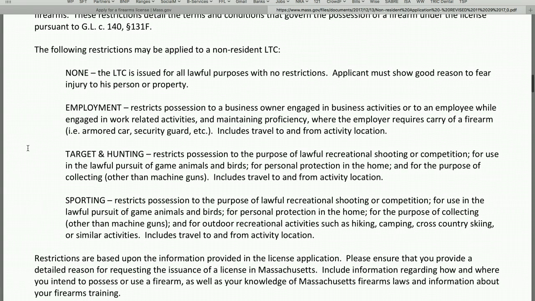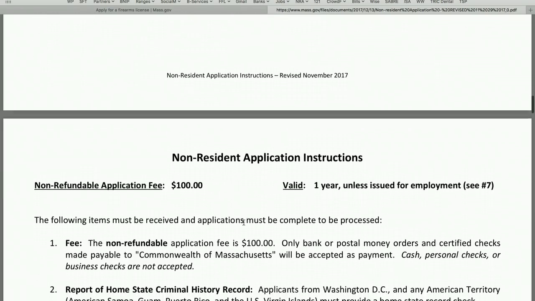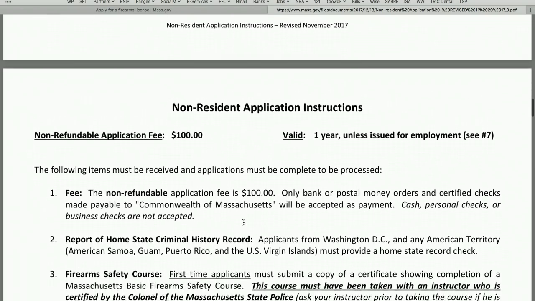But for everybody else, you can go ahead and pause the video and take a second to read what these type of restrictions will mean, right? Employment, targeting, hunting, and sporting. That's why we don't want people to get these type of restrictions. The other type of restriction you could also get that they don't list here is a large capacity restriction, which basically limits you from having any type of firearm that's considered quote-unquote large capacity. So yeah, you can go through here and read it and see what they're talking about. What you want is a Class A unrestricted.